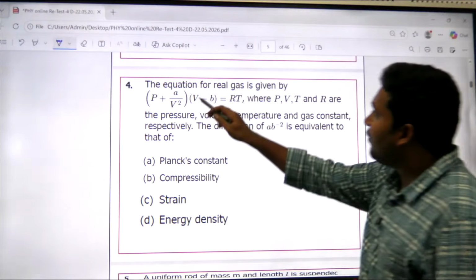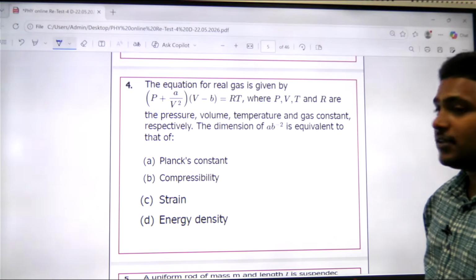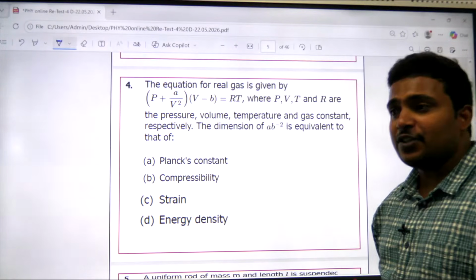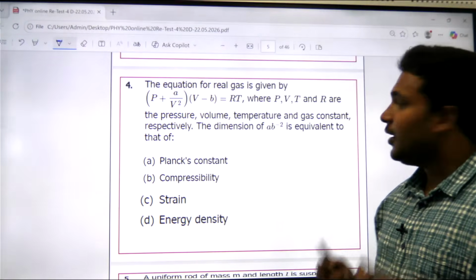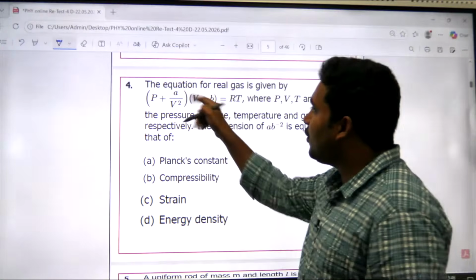See here, the equation for a real gas is given by (P plus a by V square) into (V minus b) is equal to RT, where P, V, T, and R are pressure, volume, temperature, and gas constant respectively. The dimension of a b power minus 2 is equivalent to that of which quantity? So we are supposed to find the dimensions of a and b initially, and then we shall try to solve the given question. What is the dimension of a?